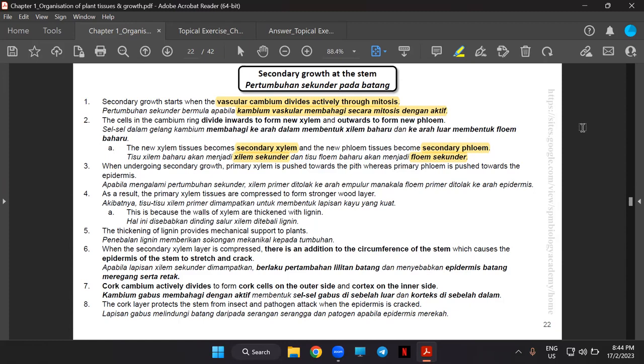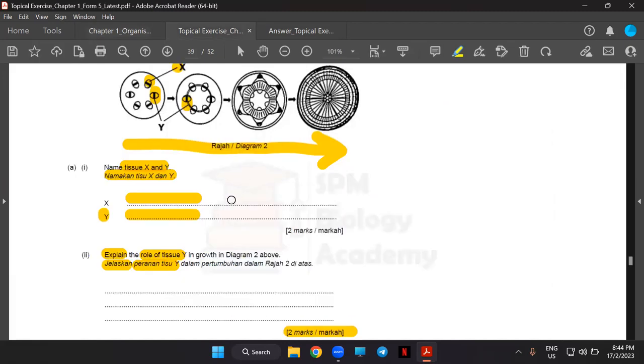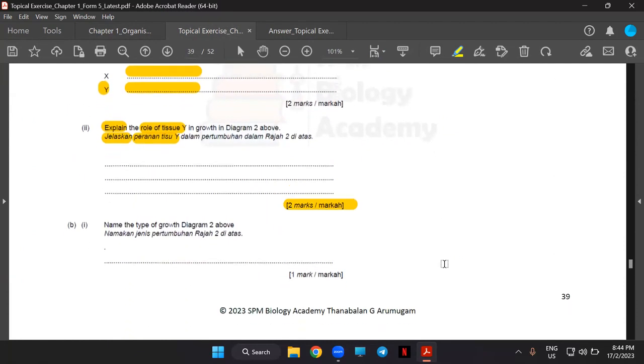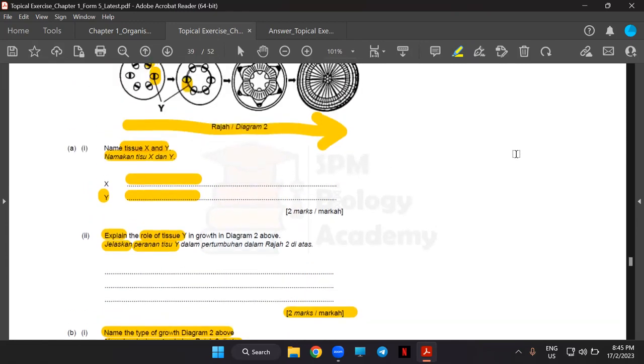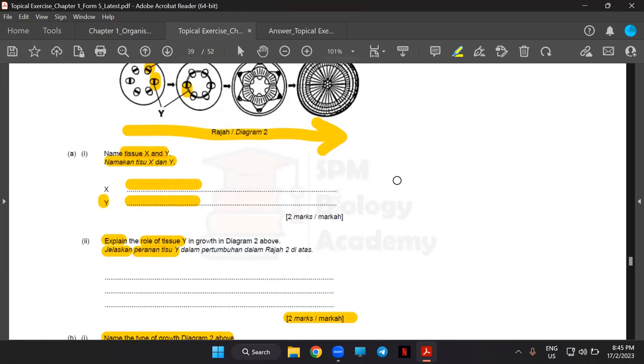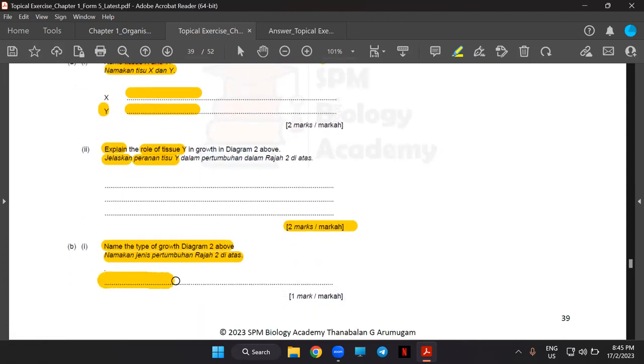Okey, baik. Okey, clear. Cuba kita lihat. Balik kepada soalan. Alright. Next question. Name the type of growth in diagram 2 above. Namakan jenis pertumbuhan rajah 2 di atas. So rajah 2 ni menunjukkan pertumbuhan apa? Tadi saya dah bagi tahu. So jawapan kita ialah secondary growth. Pertumbuhan sekunder. Secondary growth, pertumbuhan sekunder.